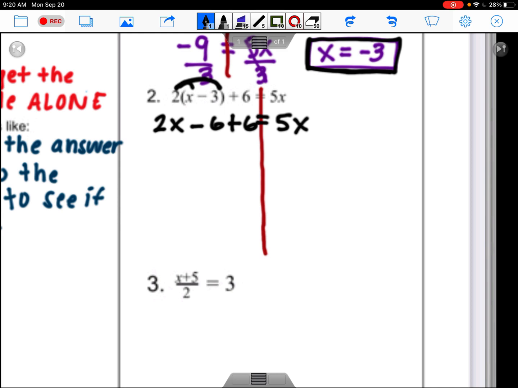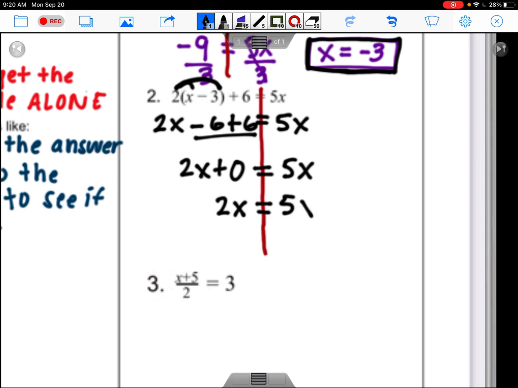So here I'm just going to say negative 6 plus 6. What's negative 6 plus 6? That's 0, right? So I'm going to say 2x plus 0. This part was just 0, equals 5x. Do I need the 0? No. So I'm just going to say 2x. 2x plus 0 is just 2x, right? When you add 0 to anything, it doesn't change it.